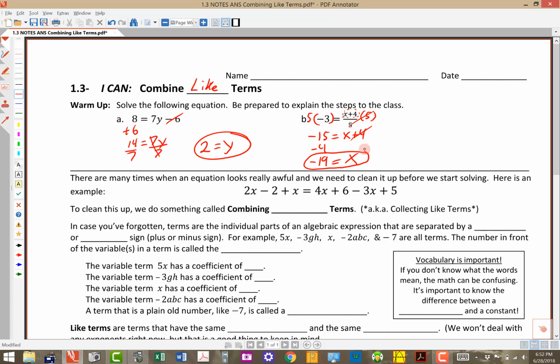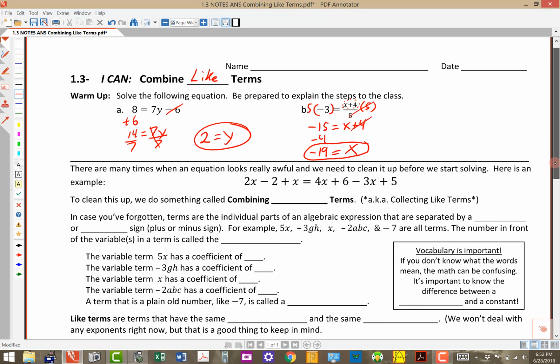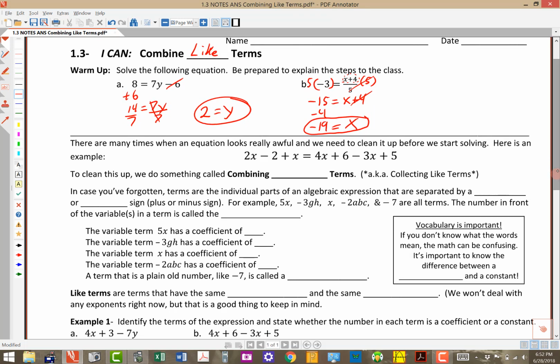So now we're going to turn our attention to something else. We're going to turn our attention to things that could get a little bit more complicated, but we're going to try and make them as easy as possible. So we may run into an equation in the future that looks something like this ugly example right here. All right, and before we start solving it, we would want to clean it up. Well, the math way of saying clean it up is we're going to do something called combining like terms. Combining like terms is a type of simplifying an expression, or simplifying an equation, or simplifying sides.